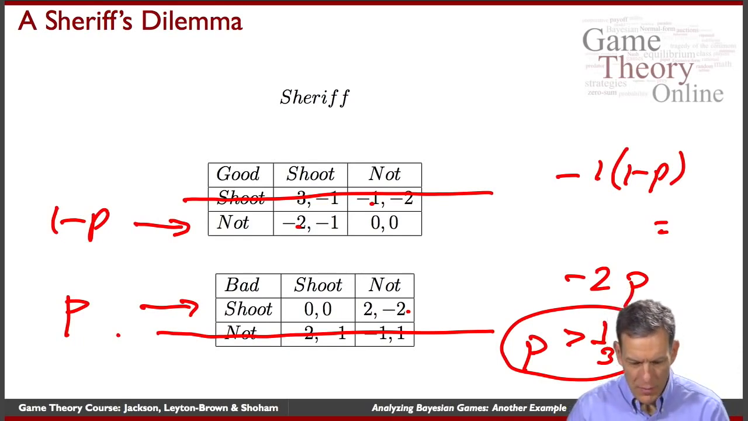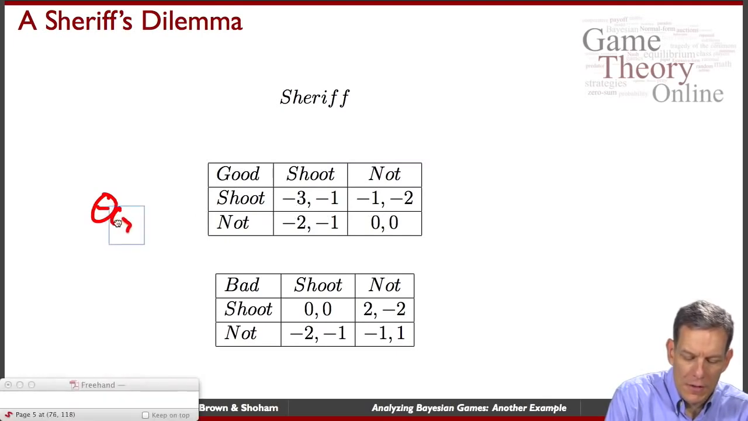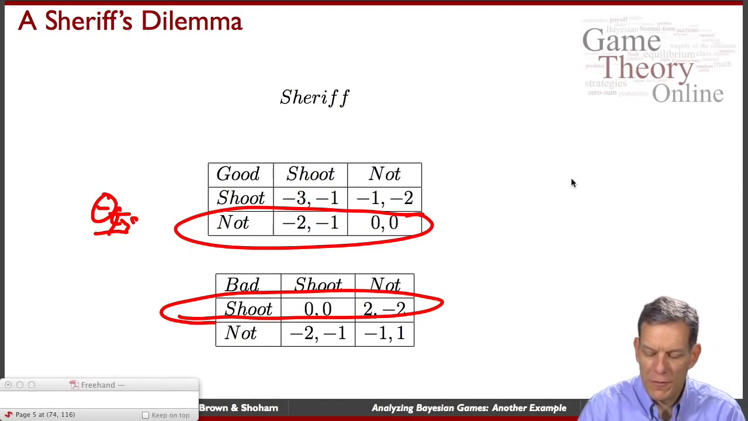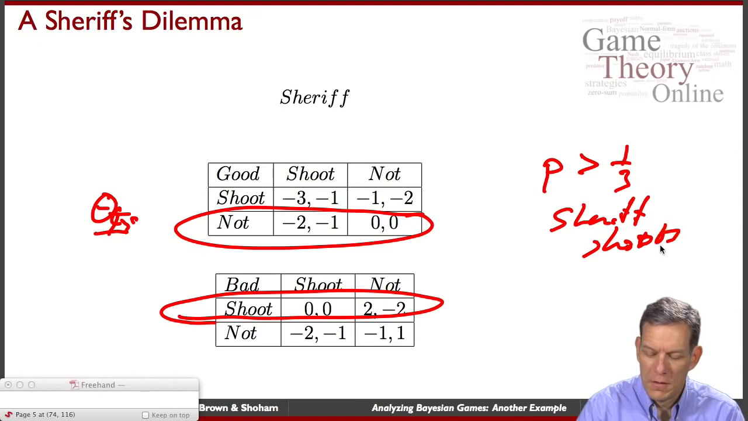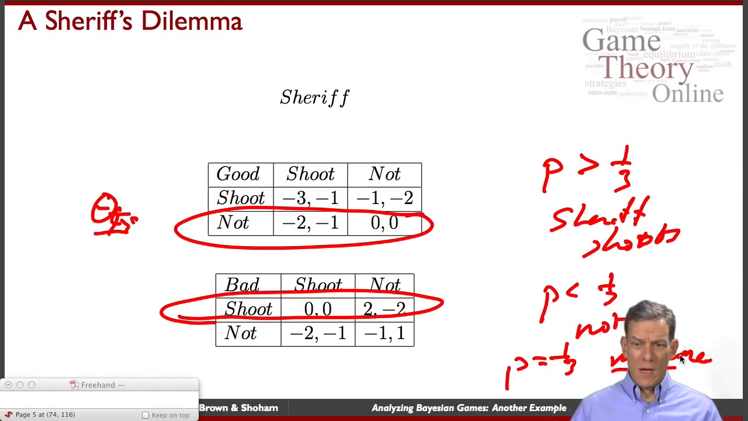So the Bayesian equilibria of this game are going to be for the good type, or sorry, the innocent type, I guess. The innocent type here should always not shoot. The guilty type should always end up shooting. And then the sheriff, if P is greater than 1/3, the sheriff shoots. If P is less than 1/3, they do not. And for P equals 1/3, any mixture for the sheriff. The sheriff can just flip a coin. They're completely indifferent between shooting and not when P is exactly 1/3.